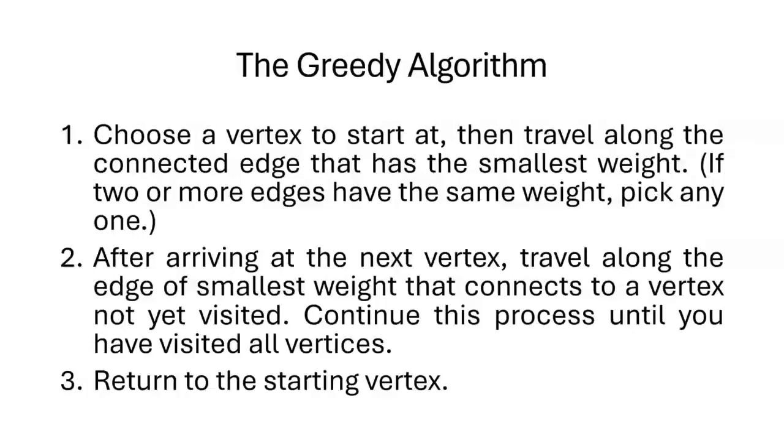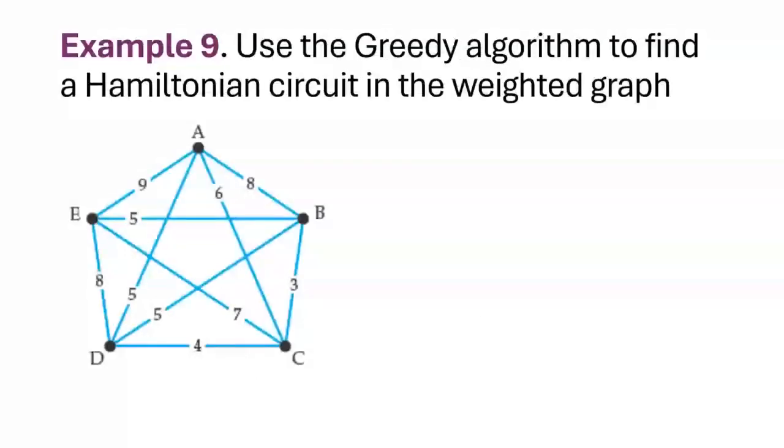Step number 2, after arriving at the next vertex, you do the same process. You look at the traveling time to each location, and then you choose the one with the smallest traveling time. And you continue this process, repeating itself like in a loop, until you have visited all of the locations and return to the initial point.